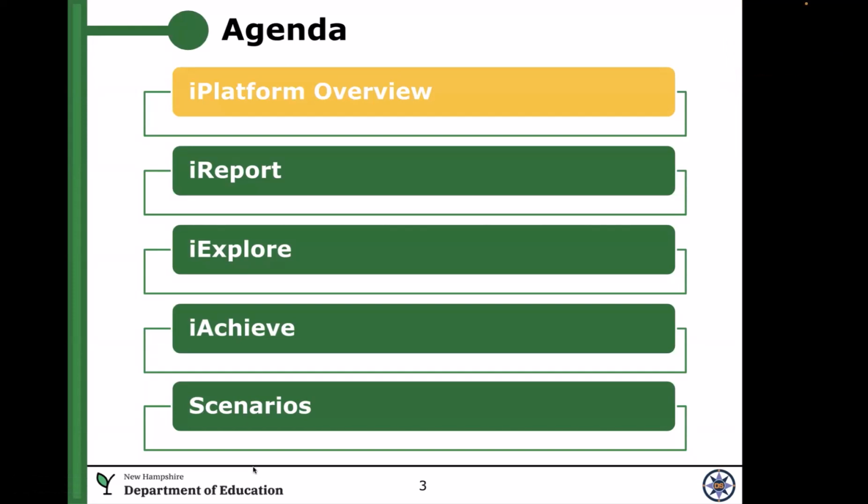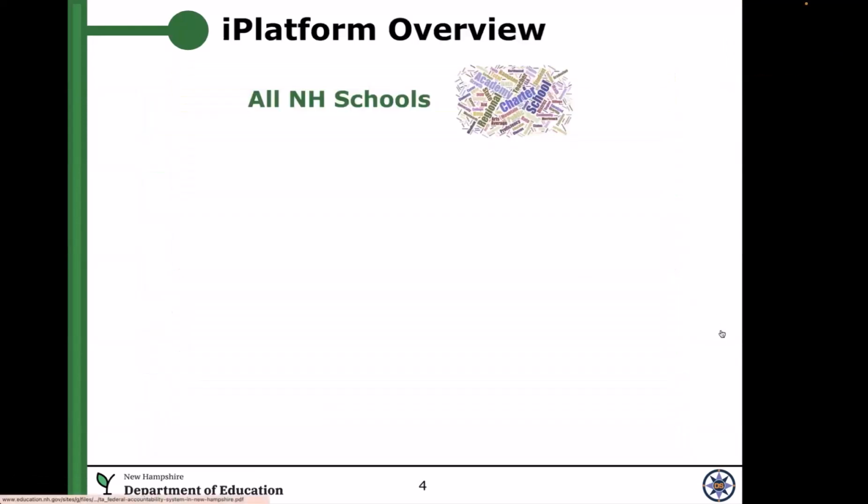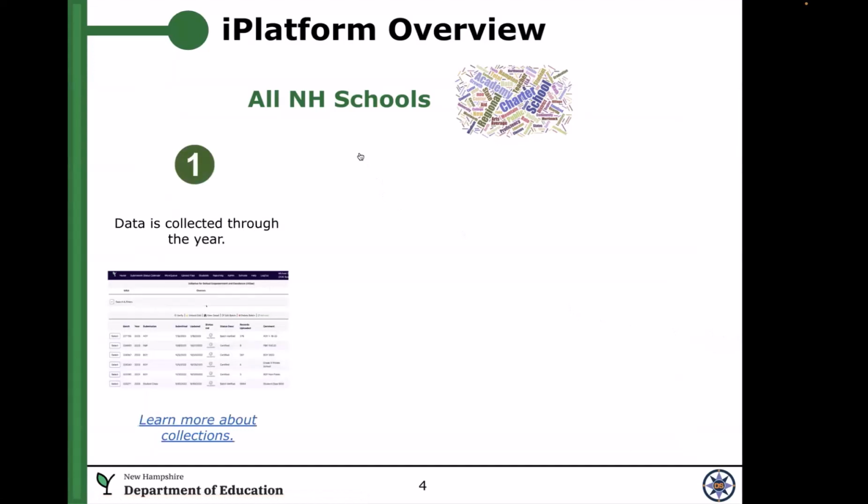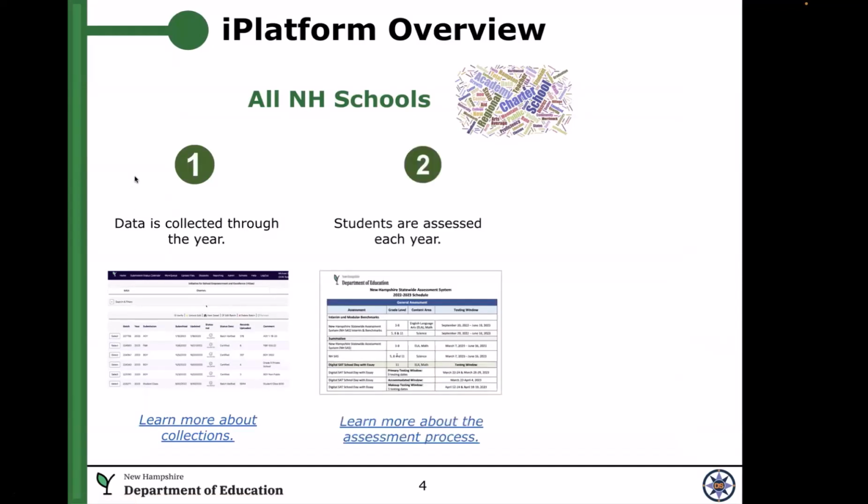All right. First and foremost, as we're looking at iPlatform, we're talking about all schools in New Hampshire. So charter schools, public schools, all the schools that we have in New Hampshire. And so the first thing we do is we collect all that data throughout the year. If you want to know anything more about all the collections, we've got some links here. So definitely take a peek. You'll get the slides and you can get to these links.